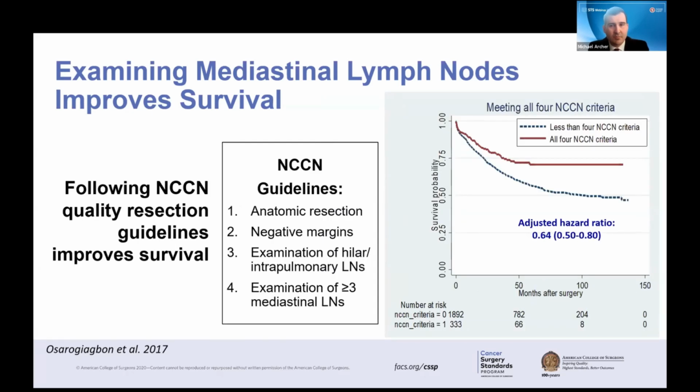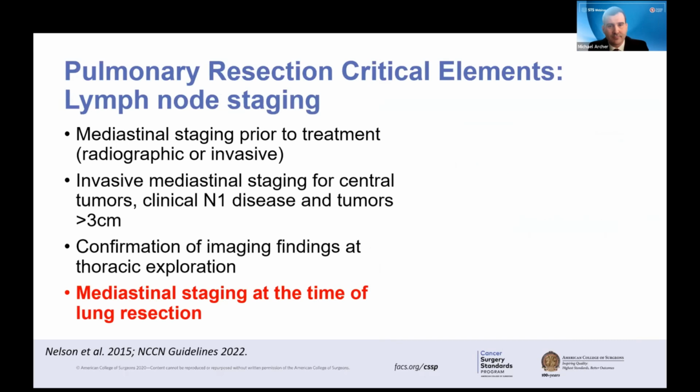In a later analysis of a Mid-South quality resection database from 2004 to 2013, investigators found that only 17% of resections met all 4 NCCN guidelines, largely driven by the fact that only 26% of patients received adequate mediastinal lymph node assessment in the form of 3 or more mediastinal lymph nodes. We can see the large impact that following NCCN criteria has had on survival, with an adjusted hazard ratio of 0.64. Clearly, implementing a CoC standard that mandates mediastinal lymph node examination will be beneficial for patient survival.